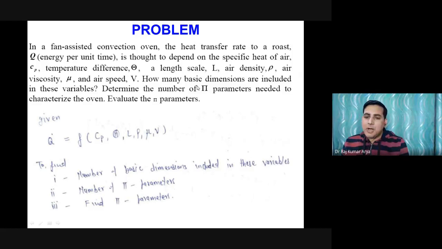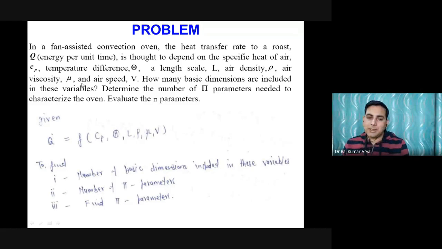Now, how many basic dimensions are involved in these variables? First, you have to identify that. After that, determine the total number of pi groups. Pi means the total number of dimensionless groups needed to characterize this particular oven. Evaluate those pi groups, meaning how many pi groups there are.